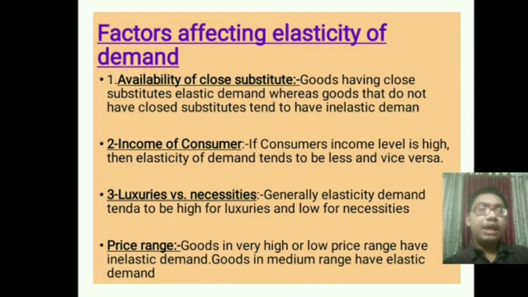Then we come to the nature of the good, luxuries versus necessities. In case of luxuries, elasticity of demand will be high. In case of necessities, elasticity will be low. Why? Because people cannot do without consuming necessities. Then we come to the price range of the commodity. If the commodity is highly expensive or falls in the high price range, or it is very cheap and falls in the lower price range, elasticity will be less. However, for all commodities with range between these two, elasticity will be more.